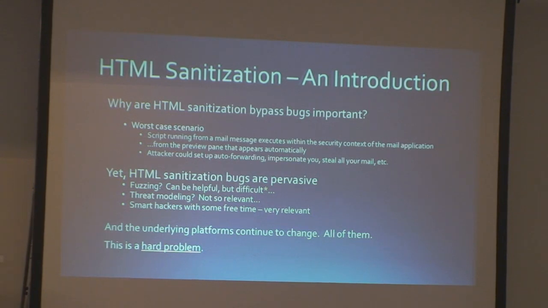This is the basic cross-site scripting scenario. If you've got script running from a mail message, some really nasty things will happen, and they may happen as soon as you view the mail message in your preview pane, which sometimes appears even without user interaction. If somebody can execute script, they might then be able to set up forwarding, steal all your mail, send mail as you, et cetera. Very bad.